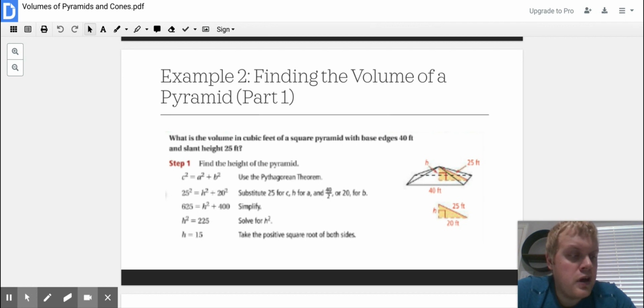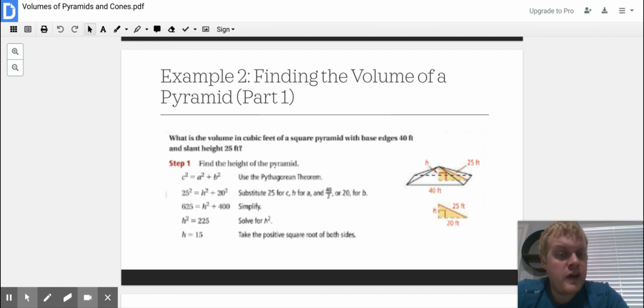Since we're looking for a leg, remember, it's either going to be A or B. You can pick, and you're going to end up subtracting there. So as we see, we have h squared plus 20 squared equals 25 squared. They squared it, they subtracted, and then they solved for h there. So in this instance, the height is going to be 15.